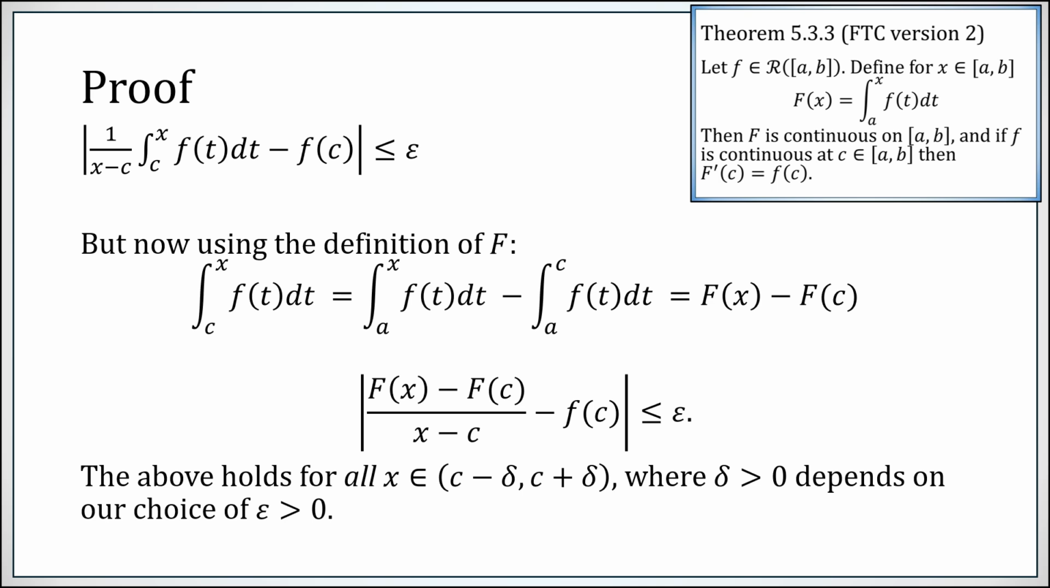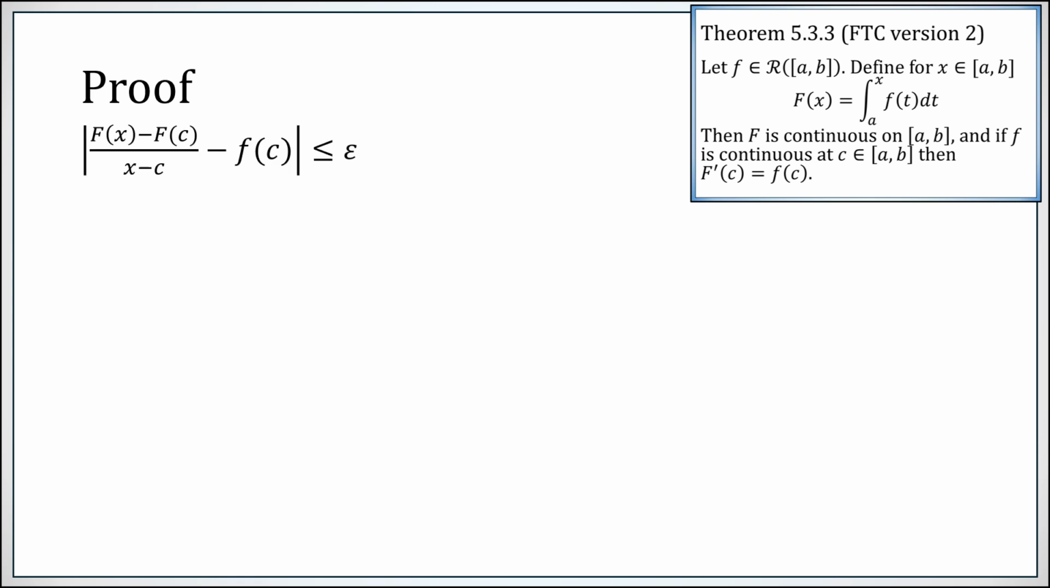Now this holds for every x in the interval from c minus delta to c plus delta, where delta is a positive constant depending on the choice of epsilon based on continuity of little f. So we now have this inequality holding on a certain interval. Delta is a function of epsilon. Given a positive epsilon, there exists a delta based on the definition of continuity for the function little f.